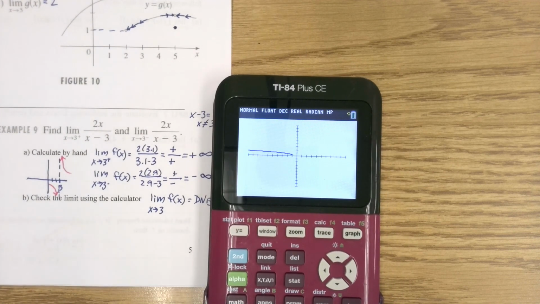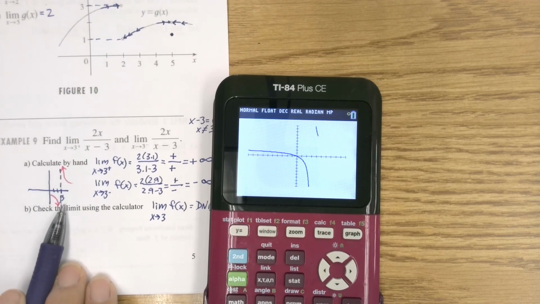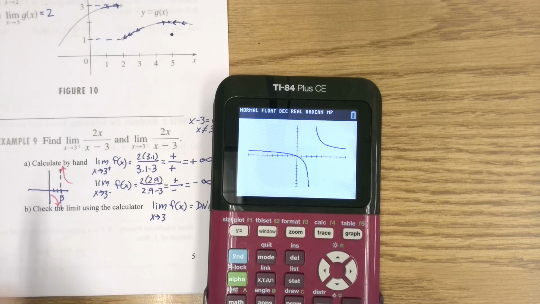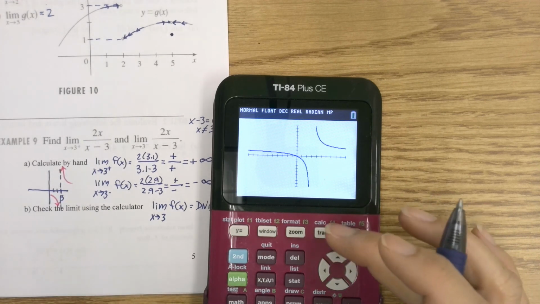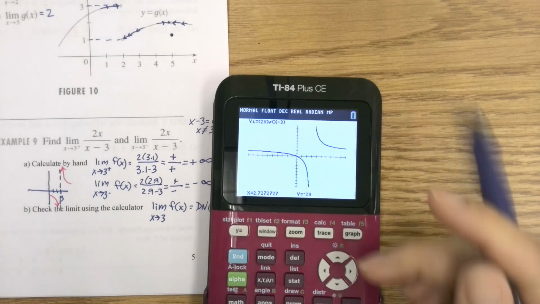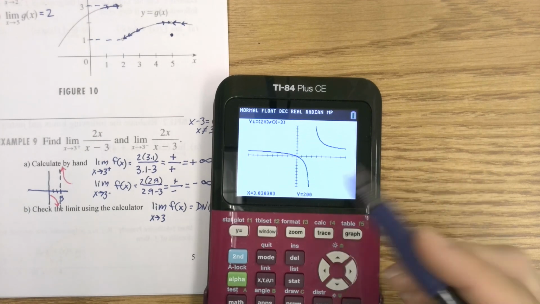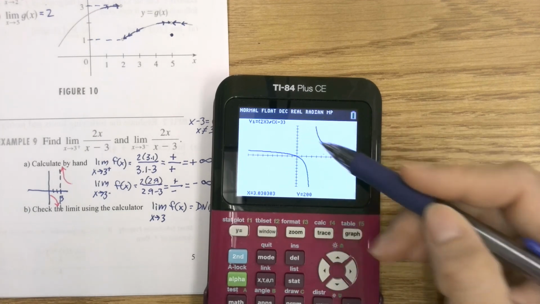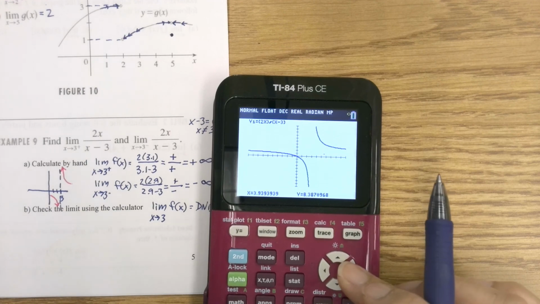And we should expect to see an asymptote at 3 with behavior that changes on either side. And sure enough, there it is. If you hit the trace key, this is approaching negative infinity as x gets closer to 3. And right around 3, it hops from a negative number up to a positive number, and then it comes back down from the other side.